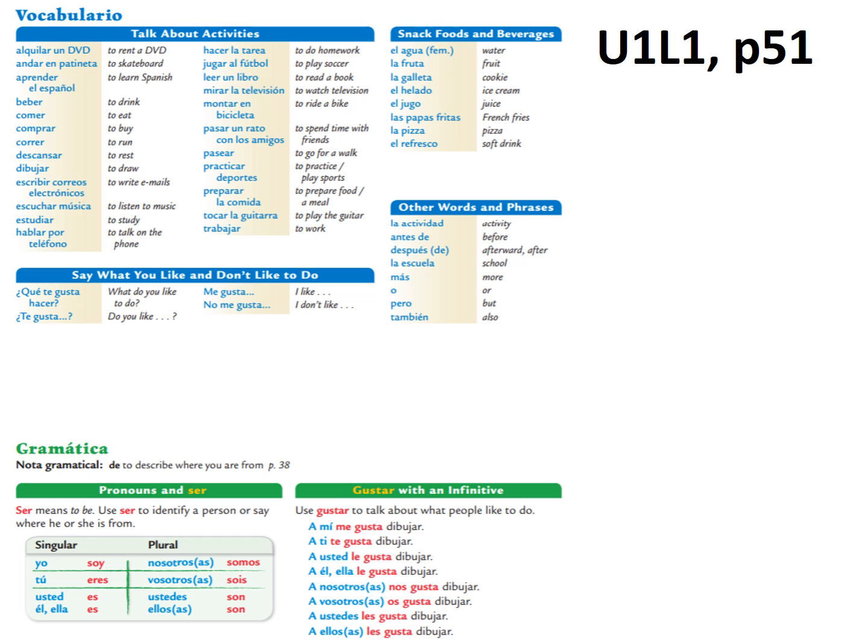Unidad 1, Lección 1, página 51. Unit 1, Lesson 1, page 51. El vocabulario. Talk about activities. Alquilar un DVD, to rent a DVD. Andar en patineta, to skateboard. Aprender el español, to learn Spanish. Beber, to drink.